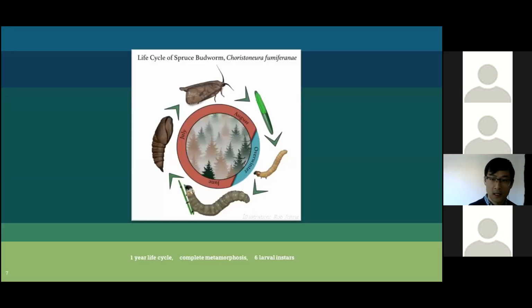Let's talk about general things about budworm. This is the life cycle of budworm. It's a one-year life cycle with complete metamorphosis, and has six larval instars. They lay eggs normally in late summer, and then quickly molt into the first instar larva. The first instar larvae can spread a silk on the tip of the branch and blow with the wind, trying to find a spot where they can overwinter. Once they find a spot, they stay there, molt to L2 and overwinter.